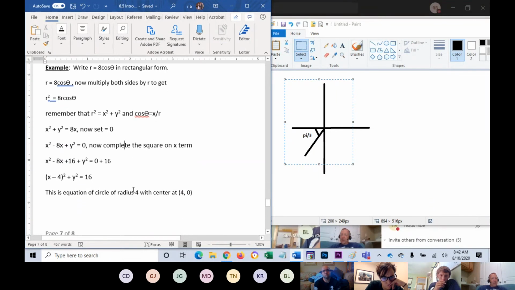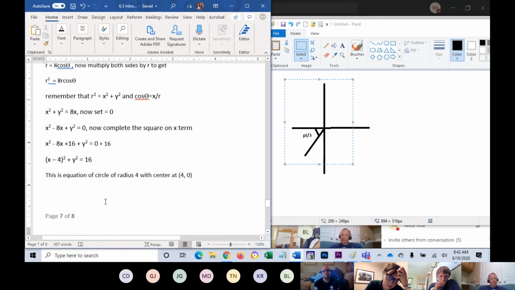Now I can complete the square on the x term here, okay? And so I'm going to take half of 8 and I'm going to add 4 squared to both sides. So this becomes x minus 4 squared plus y squared equals 16. And hopefully by now you recognize that this is a circle of radius 4 with your center at 4, 0. Okay.